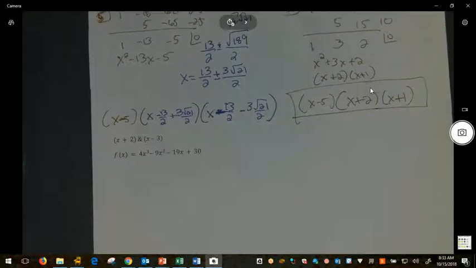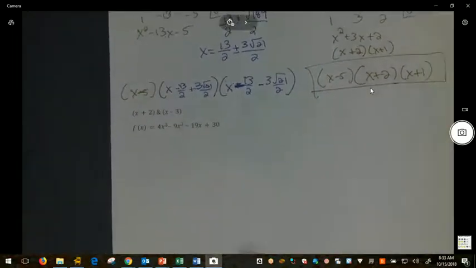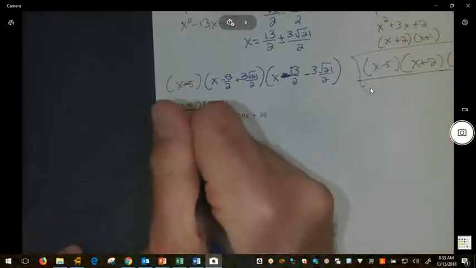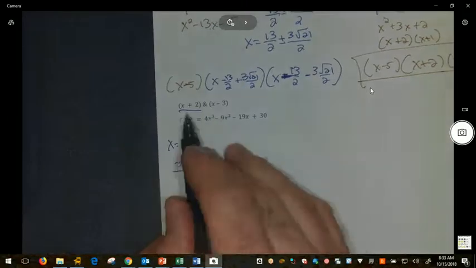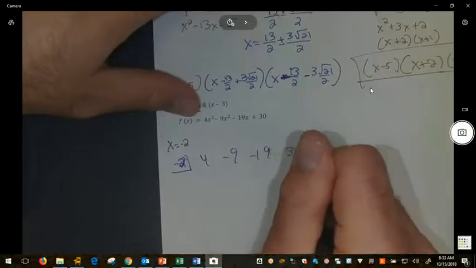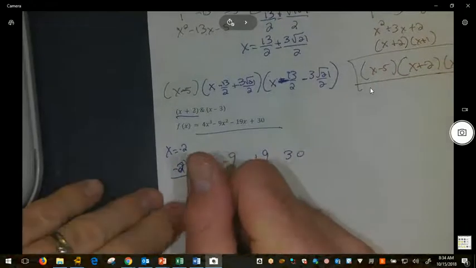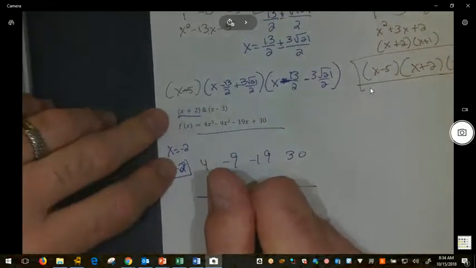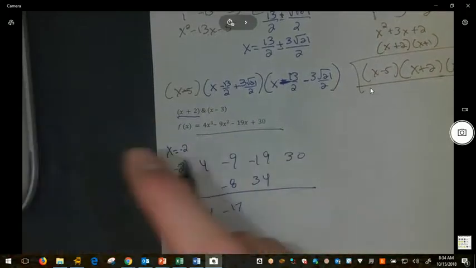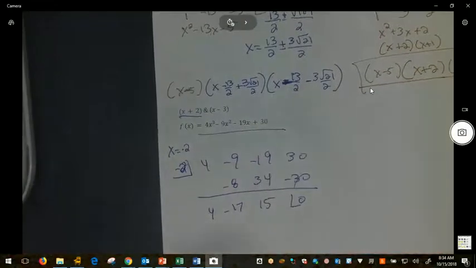Our last example of this, here are two factors given. I should have given you one that didn't work so that we could try it, but it's nice when it does work out right away. X equals negative 2. We're going to check this to see if x plus 2 is a factor. So I have 4, negative 9, negative 19, 30. Again, no missing terms from the polynomial that was the dividend. Bring down our 4. This is negative 8, negative 17, positive 34, 15, negative 30. Once again, we're lucky that that one worked out.